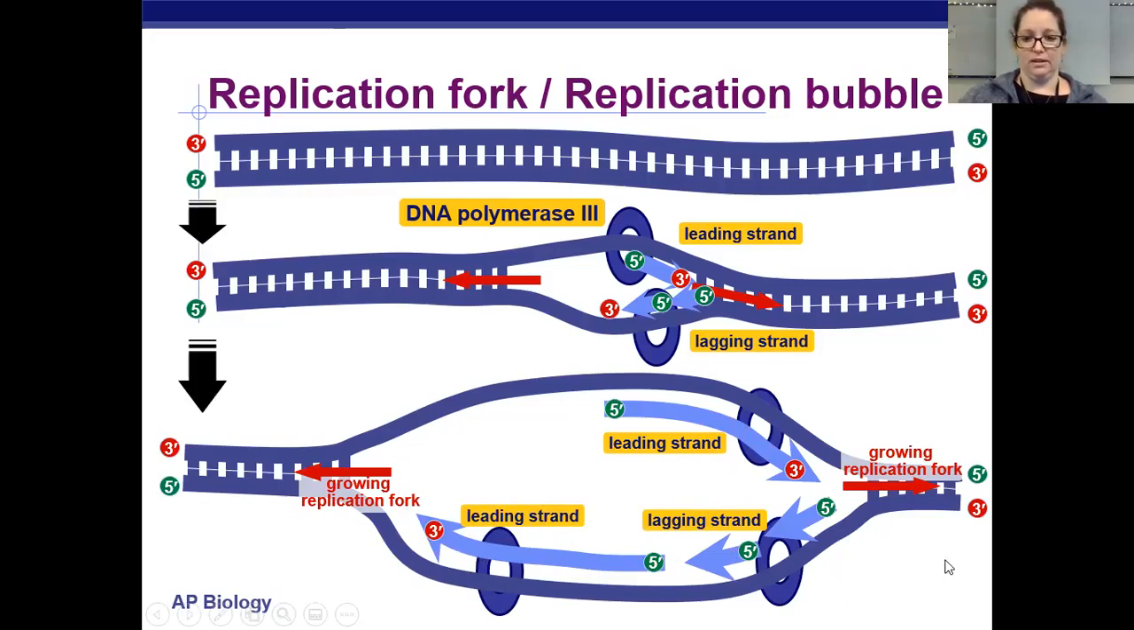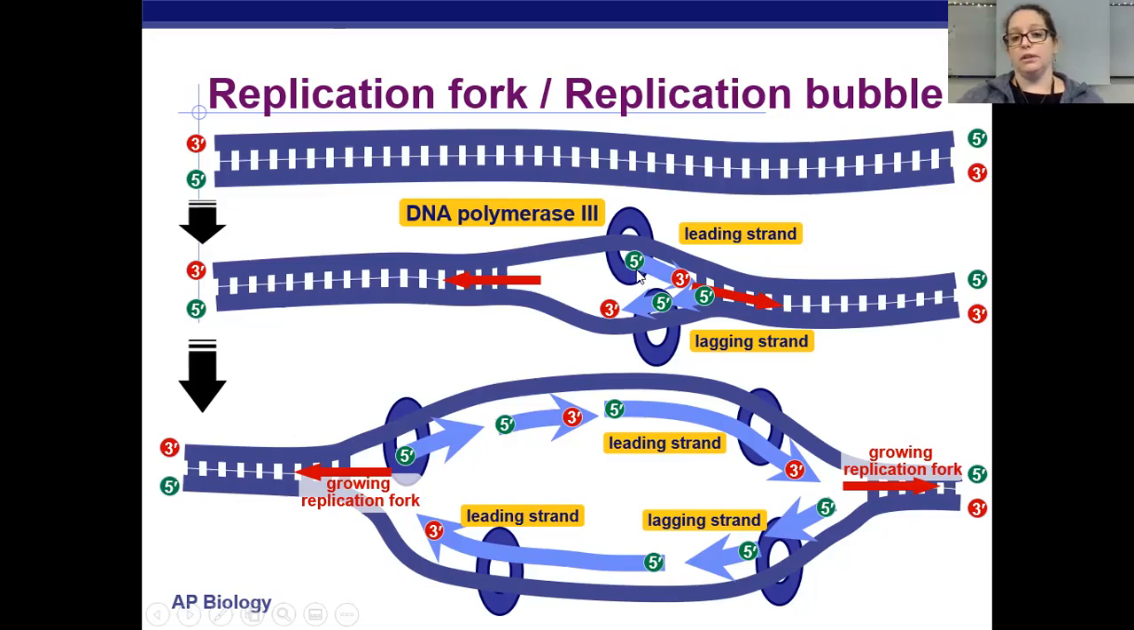5 to 3, yes. Okay, so eventually what they're trying to show you is that on either side of a replication bubble, because of the anti-parallelness of it all, you will have a 5 to 3 and then Okazaki fragments. And then you will have, once again, a 5 to 3 and then the Okazaki fragments as you open up that bubble more and more.